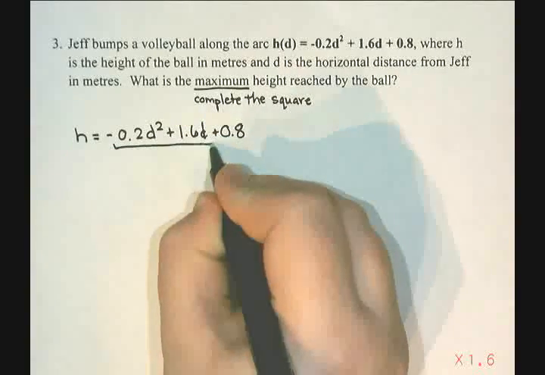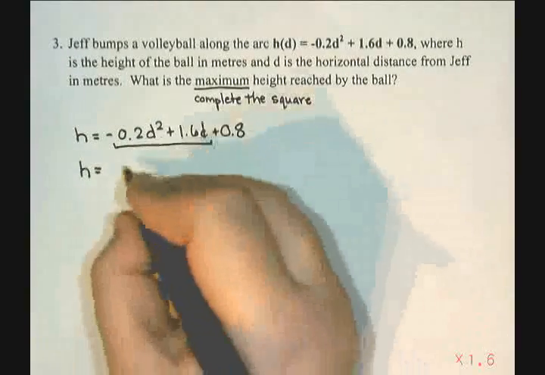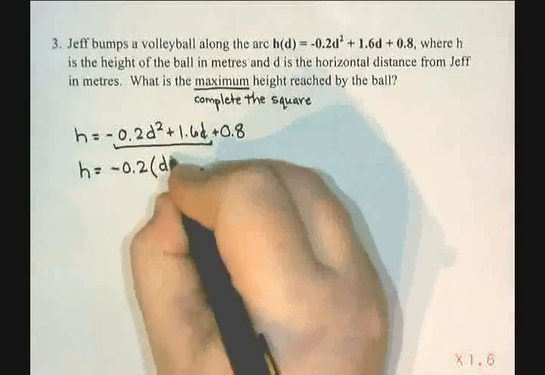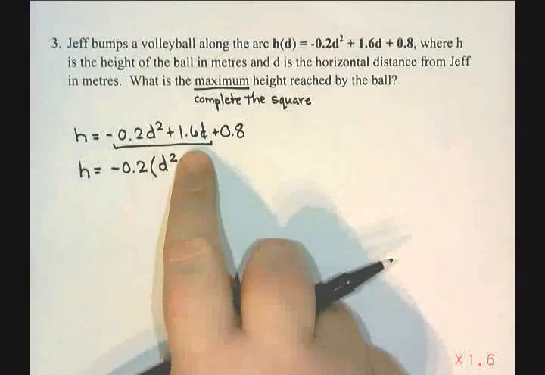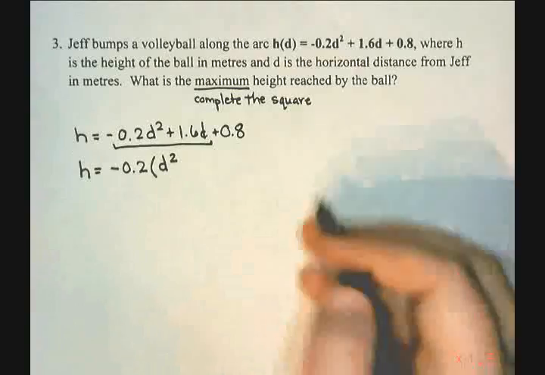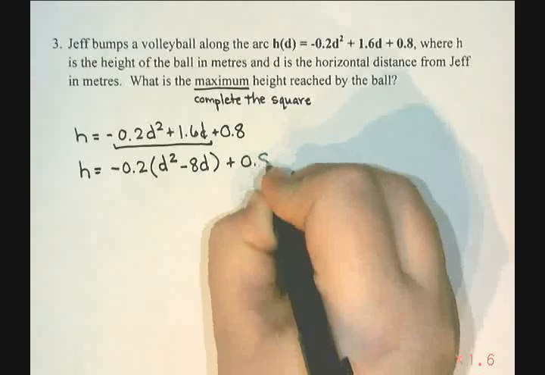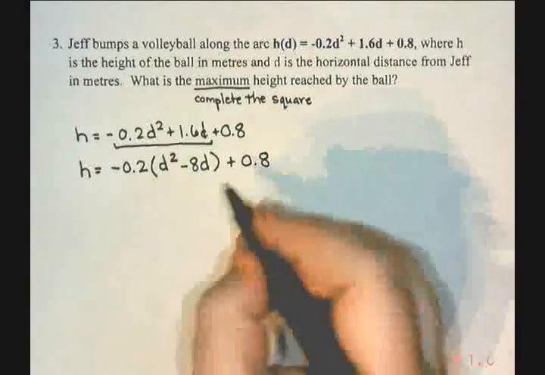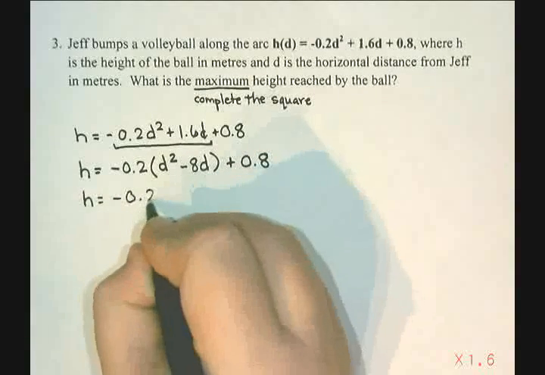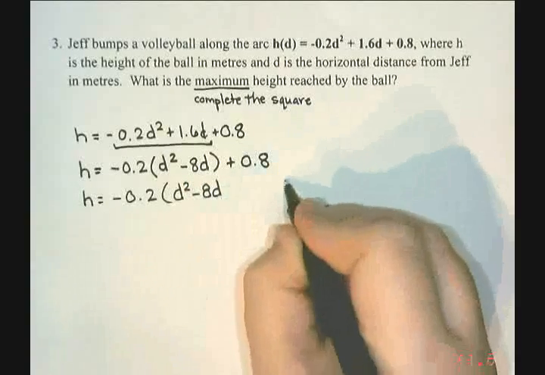I'm going to group together the first two terms and factor out the coefficient of d squared, which is negative 0.2. That's going to leave us with d squared, and then I'm going to divide 1.6 by negative 0.2, which gives me negative 8d, plus 0.8. I want to keep going with this. I need to stretch it out to make it a trinomial that I can factor. So d squared minus 8d, leave some room.